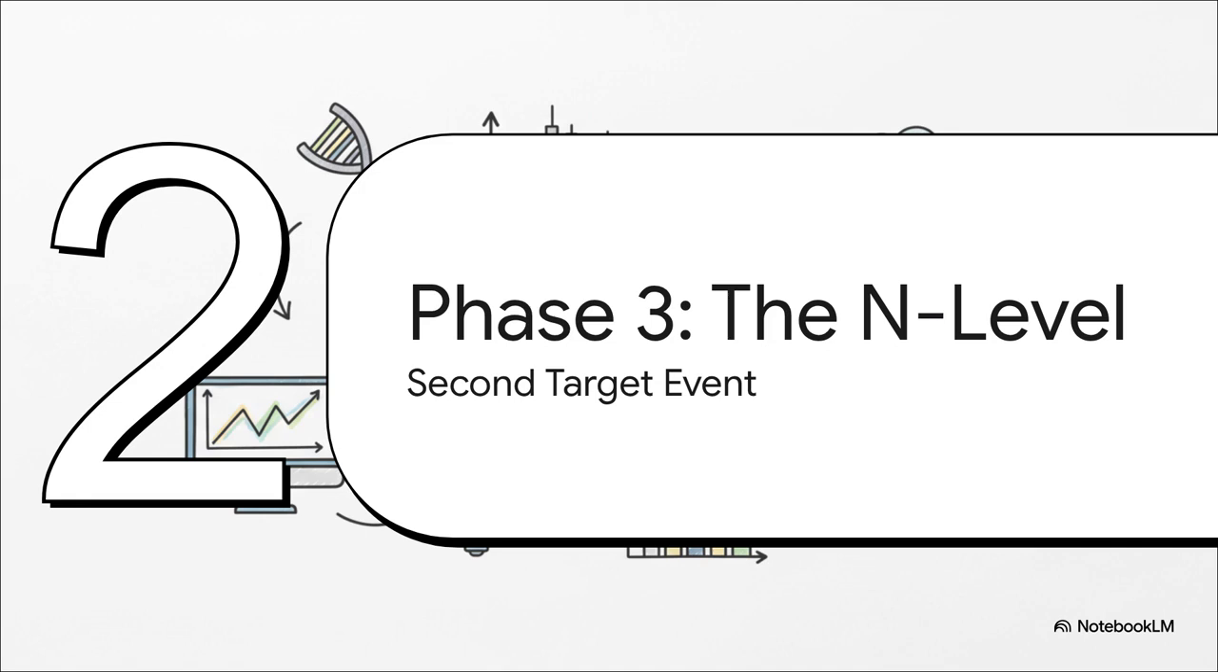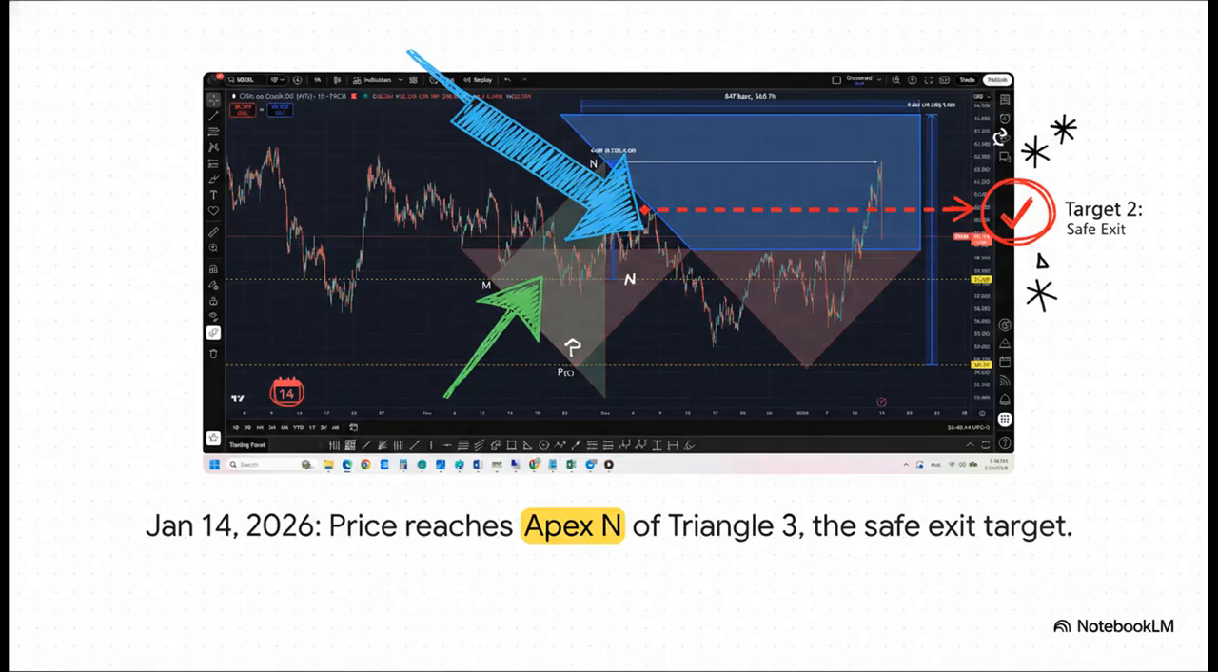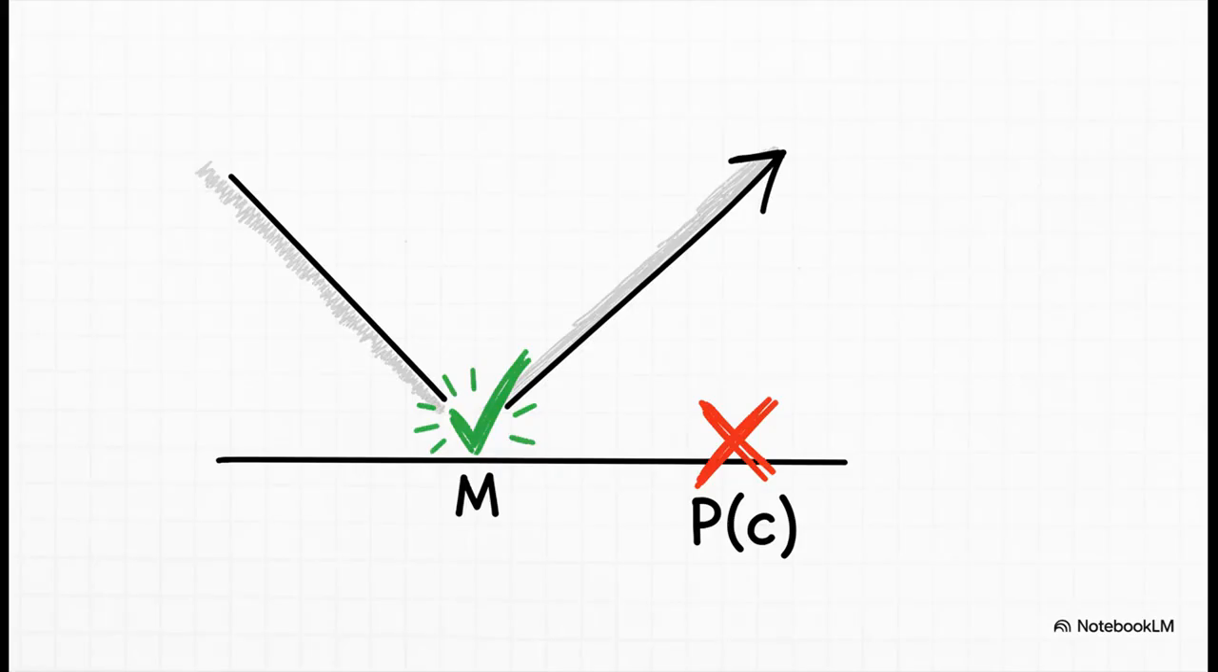This one is called Phase 3, the N-level event. Just a few weeks later, on January 14, 2026, the documentation records another key event. We can see the price reach the level labeled Apex N of Triangle 3 at $62.33. Once again, this lines up exactly with Target 2, which was predefined in the plan as the safe exit point. So let's just quickly recap the state of the trade at this point. The initial position that was triggered at the M entry is active, but the price never actually dropped low enough to trigger that second PC entry. This means the trade is following the path of scenario 1, the one we saw in the initial plan.